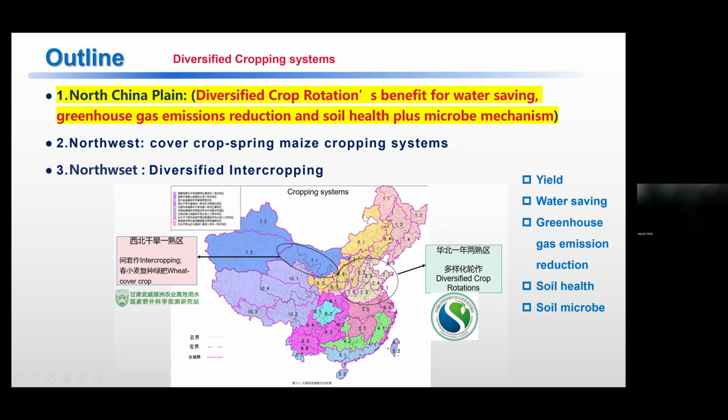I also did a lot of experiments in the northwest of China. This is another very dry land in China. The precipitation for the whole year is only 100 to 300 millimeters. But today I will focus on the North China Plain. It is much better, but it still lacks water, with about 400 to 600 millimeters of precipitation per year. But the serious problem is that the groundwater table is declining.